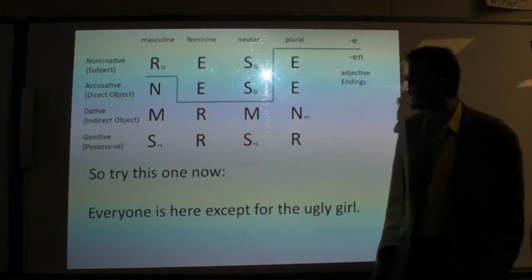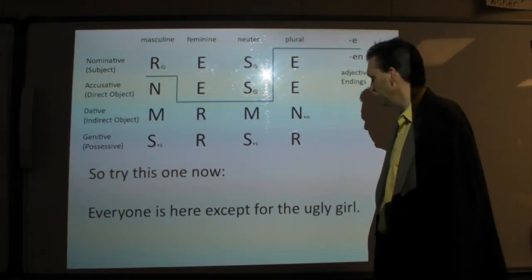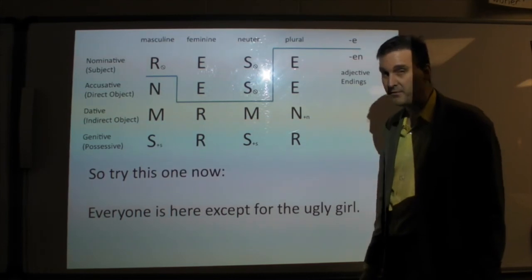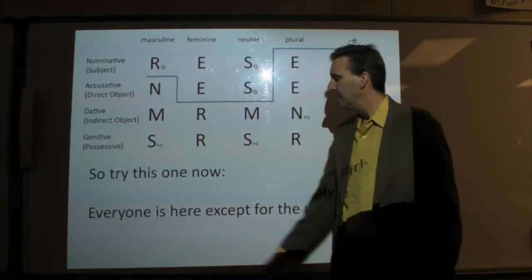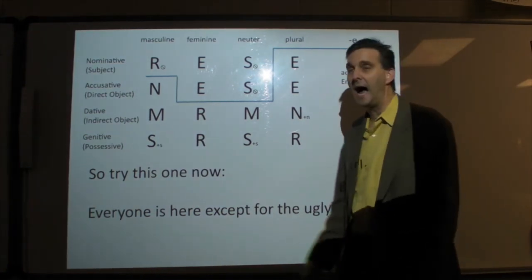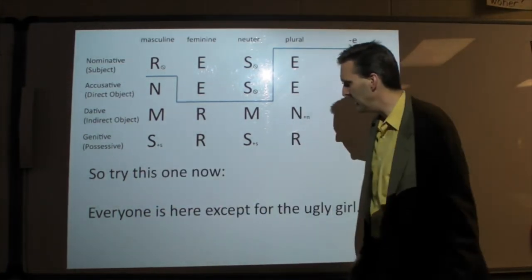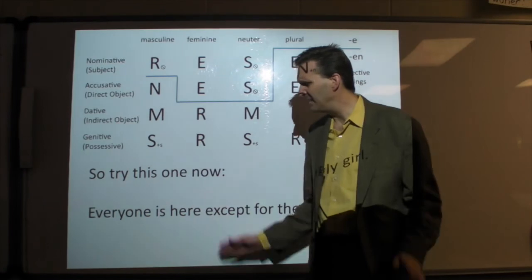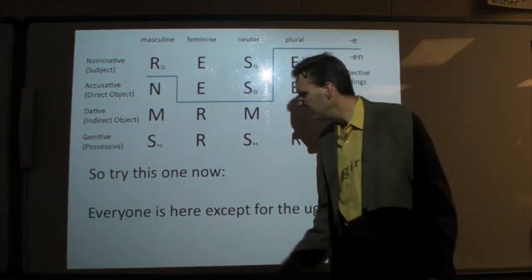Alright? You getting that one? Everyone's here. Well, except the ugly girl. Well, that wasn't a very nice sentence. Okay. Everyone is here. I don't know if you know that one. That's alle sind hier. Alle sind hier. Sometimes you can say jeder ist hier, but no, let's go with alle sind hier.